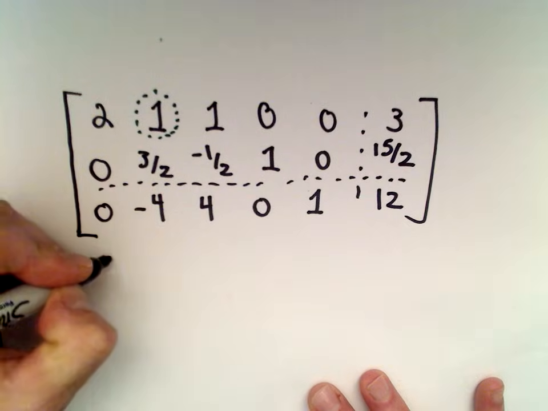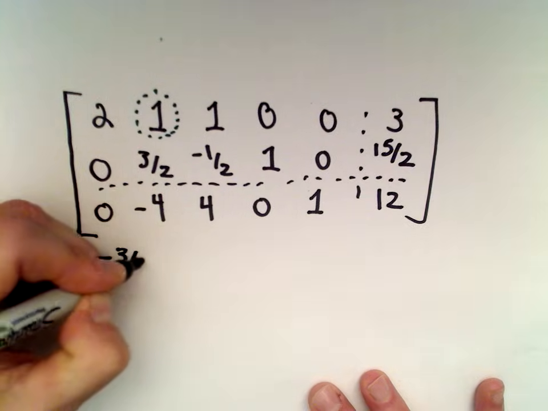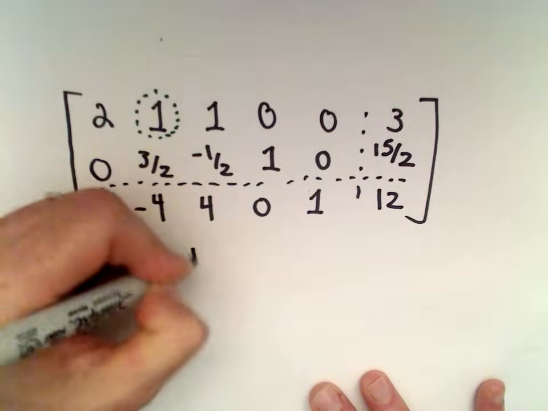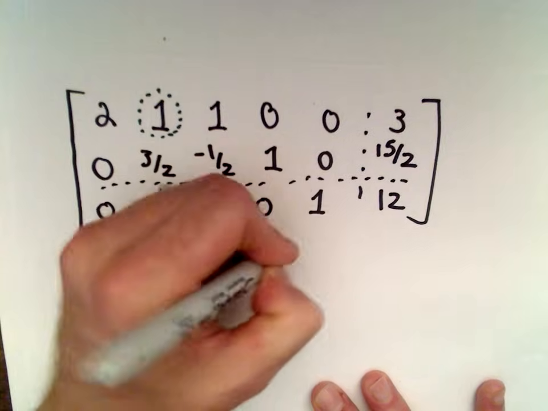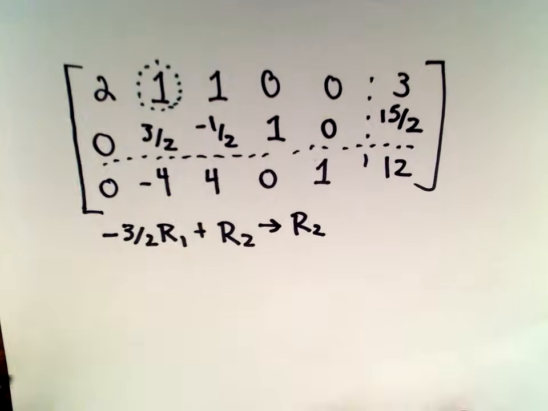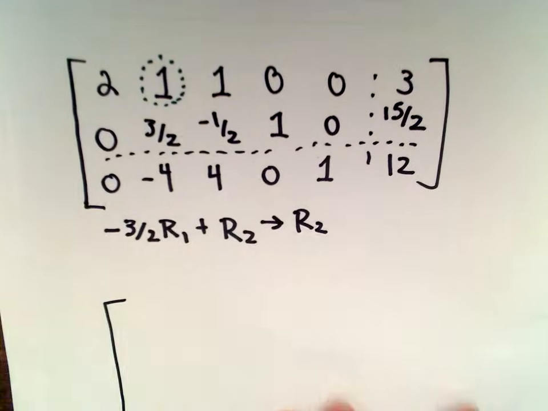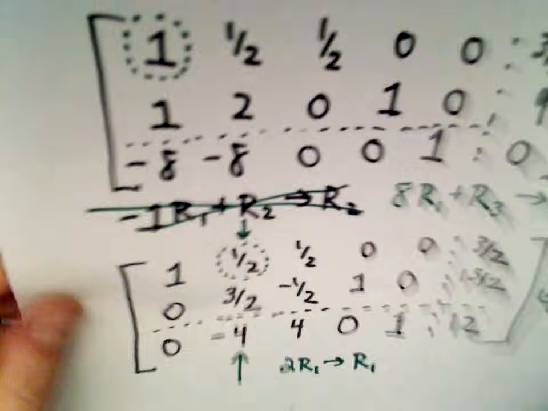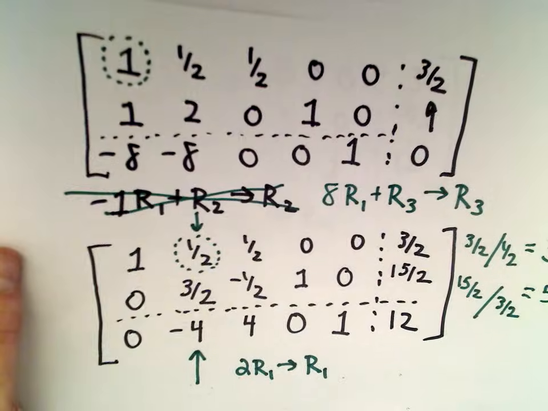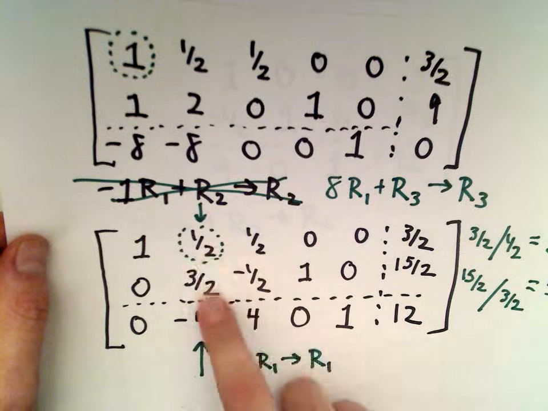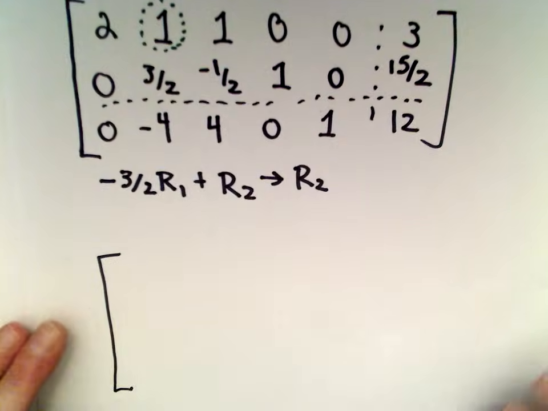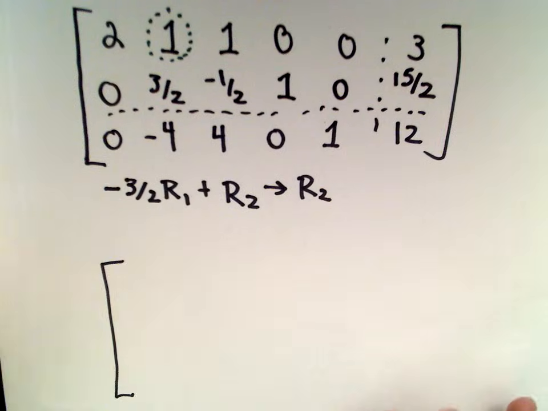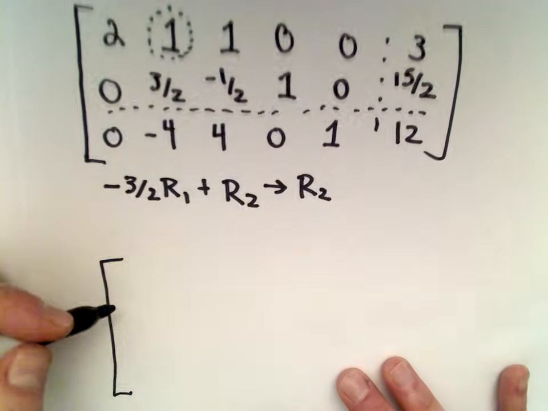So I could take, let's see, I guess I could take negative 3 halves times row 1 and add that to row 2 to get my new row 2. So let's do that step here. Sometimes there are some arithmetic shortcuts, I should say, that you can maybe take. But let's just do it this way for now because this is more efficient.